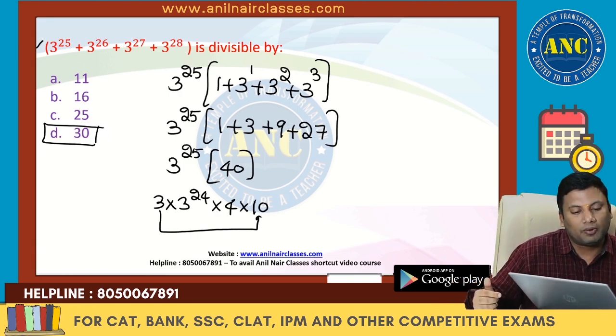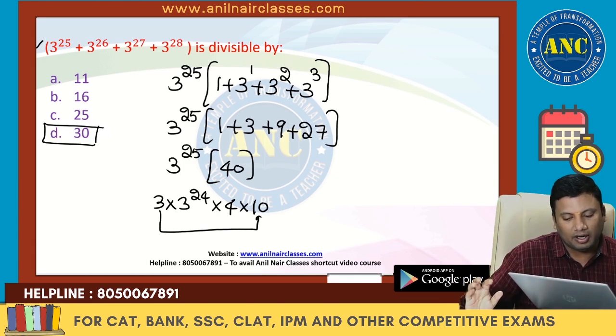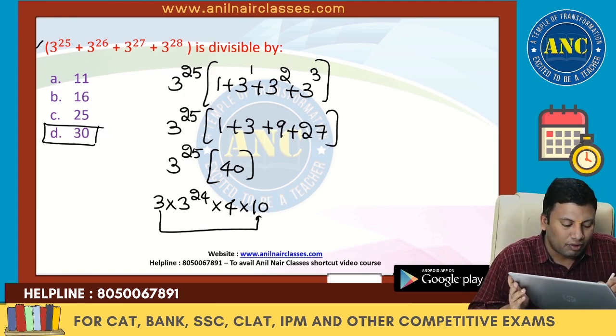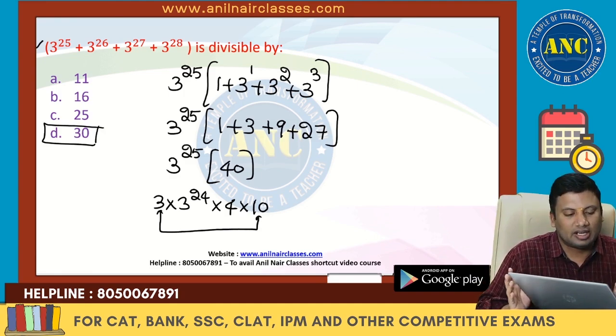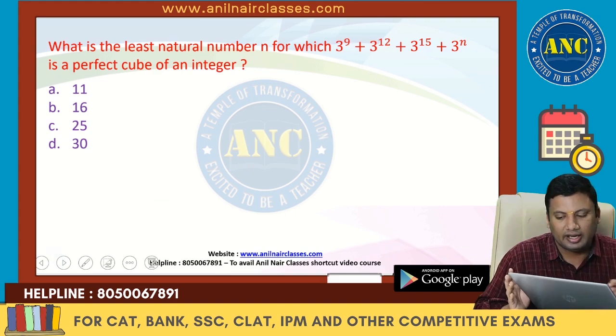Take the lowest power of 3 power 25 common. If I take 3 power 25 common, 1 plus 3 plus 9 plus 27, 40. 40 is written as 4 into 10. 3 into 10 is nothing but 30. I hope the idea is clear.